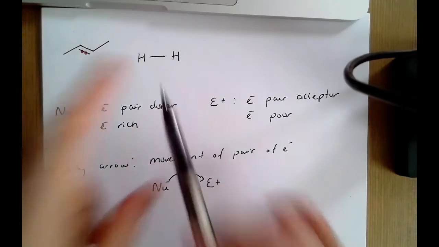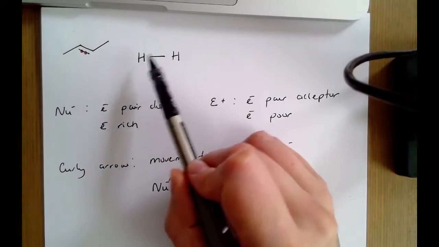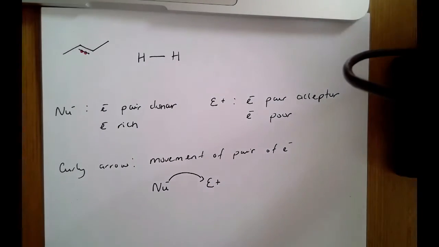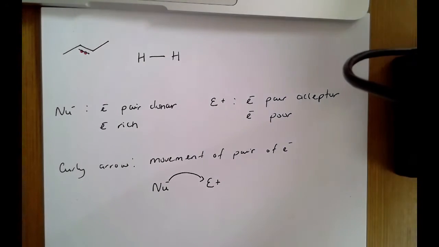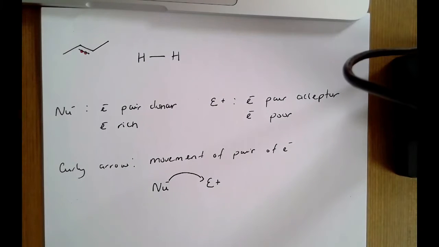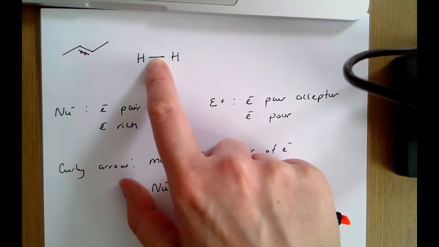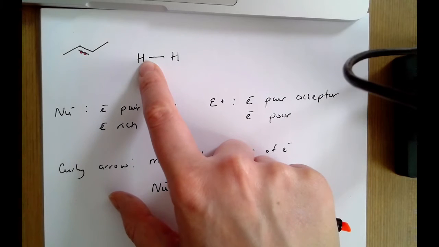So I need an electrophile. An electrophile is something that's electron poor. Okay, I've got 2 identical hydrogen atoms. And typically, the pair of electrons will be evenly shared between the 2 hydrogen atoms. However, you do have what we call induced dipoles, which means that although on average those electrons are evenly shared, at any one moment in time, the electrons can be closer to one hydrogen atom than the other.